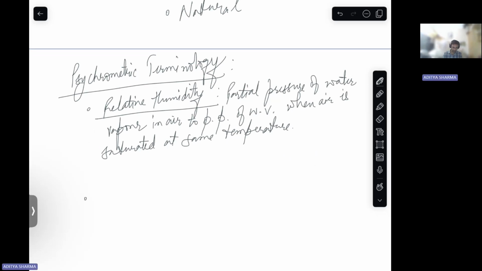so this is a term to define the humidity. Then is your absolute or specific humidity.